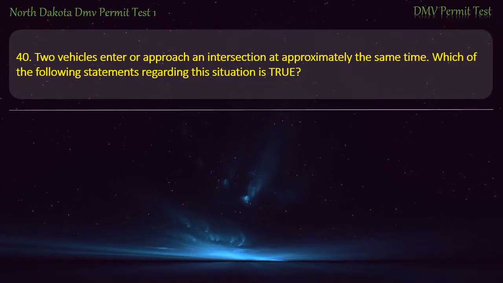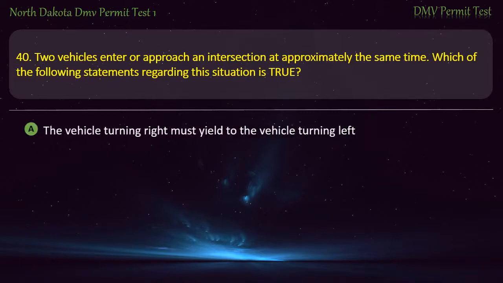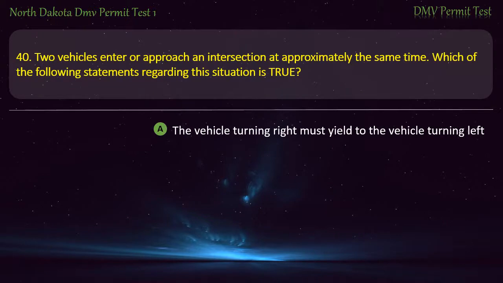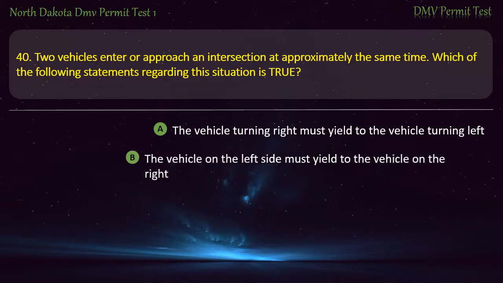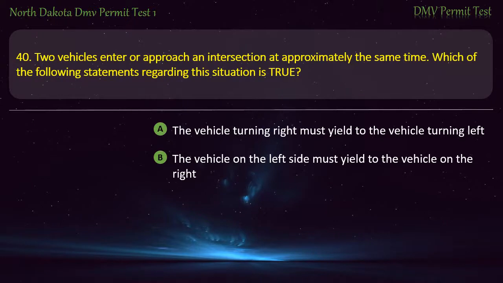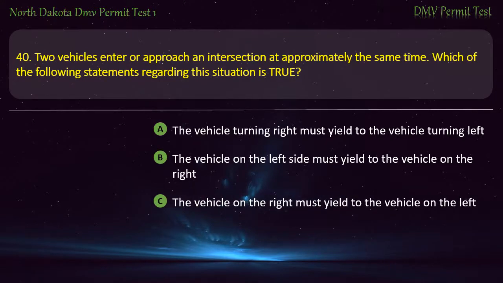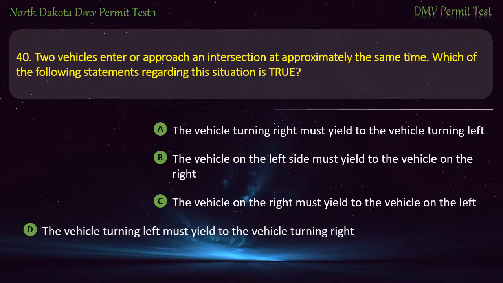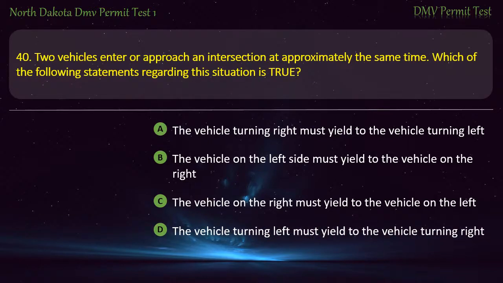Question 40. Two vehicles enter or approach an intersection at approximately the same time. Which of the following statements regarding this situation is true? The vehicle turning right must yield to the vehicle turning left. The vehicle on the left side must yield to the vehicle on the right. The vehicle on the right must yield to the vehicle on the left. The vehicle turning left must yield to the vehicle turning right. Answer. The vehicle on the left side must yield to the vehicle on the right.